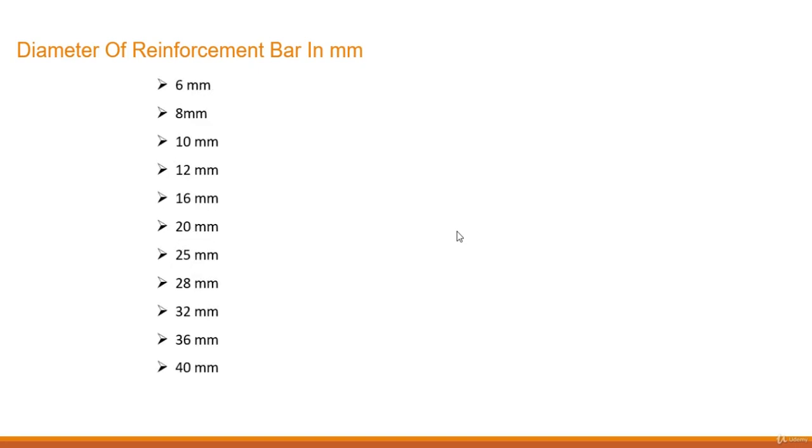So let's get started. The first thing we must know about is the diameter of reinforcement bar, both in millimeter and inches. In millimeter we have 6 mm bar, 8 mm, 10 mm, likewise 12 mm, 16, 20, 25, 28, 32, 36 and 40 mm. And the standard length of one bar in meter is 12 meter.